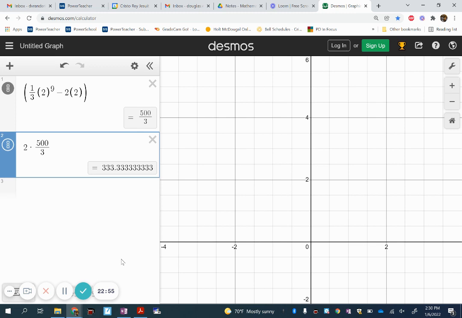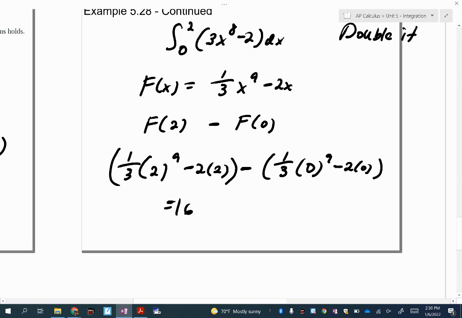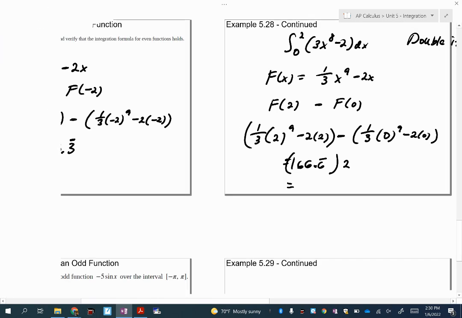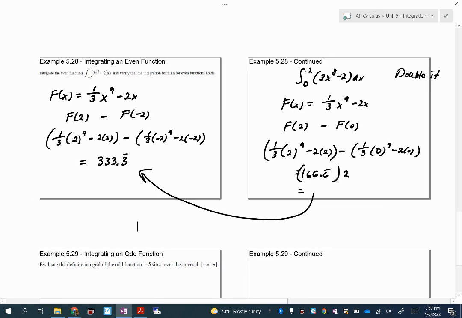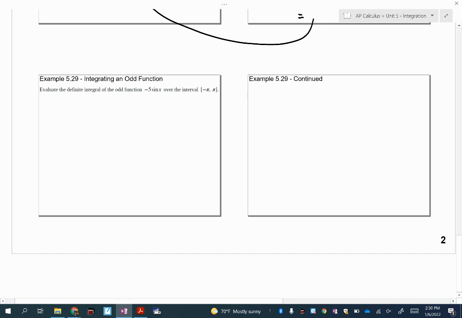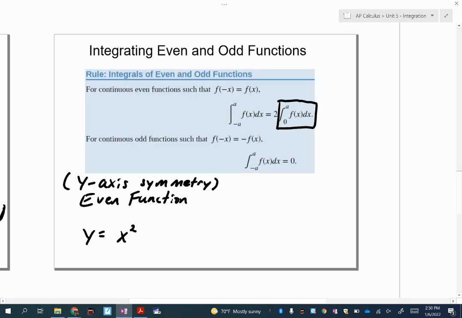All right, so just verifying that when you do 166.6 repeating, but then you multiply that by 2, you get the same answer. Again, you wouldn't have to do this twice, but I'm just showing you how that rule is true. Let's do the same thing with this last odd function. Actually, before I do that, let me go back to the odd function rule and show you what's interesting about that.